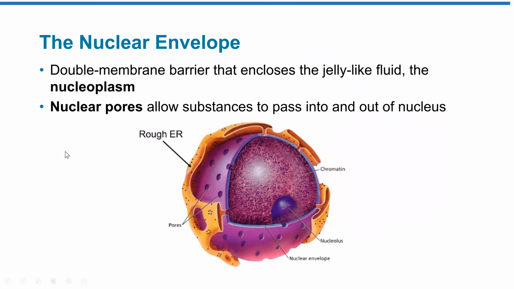Nuclear envelope is a double membrane barrier that encloses the jelly-like fluid, the nucleoplasm. Nuclear pores allow substances to pass into and out of nucleus. Those structures shown here, those oval or round structures, are nuclear pores, allow substances to move in and out of nucleus.